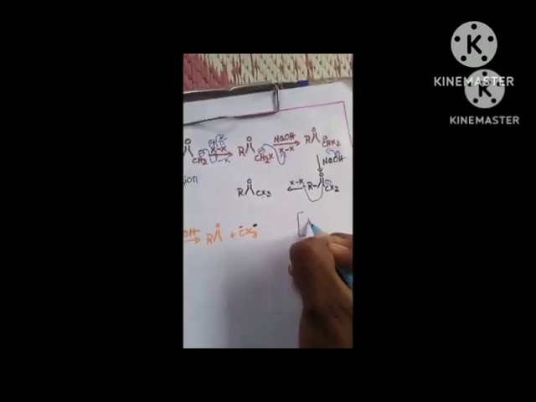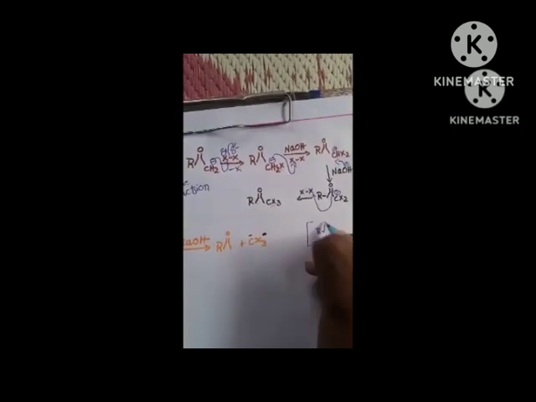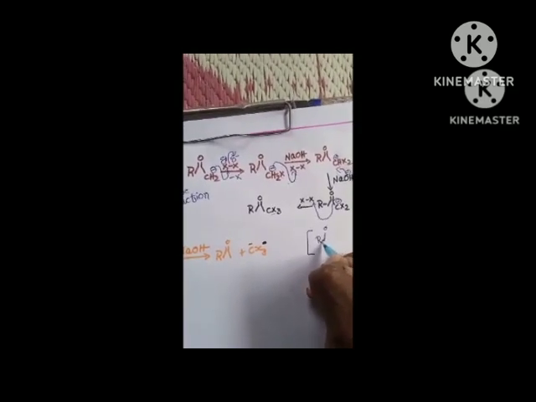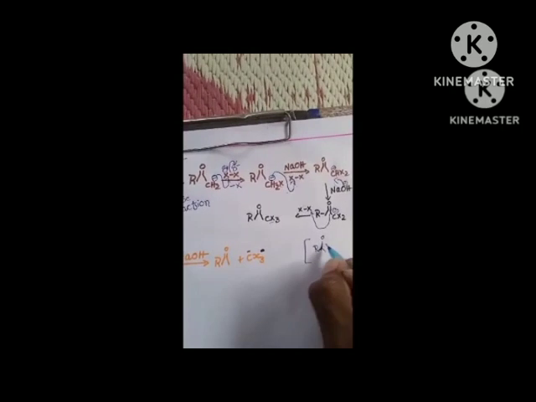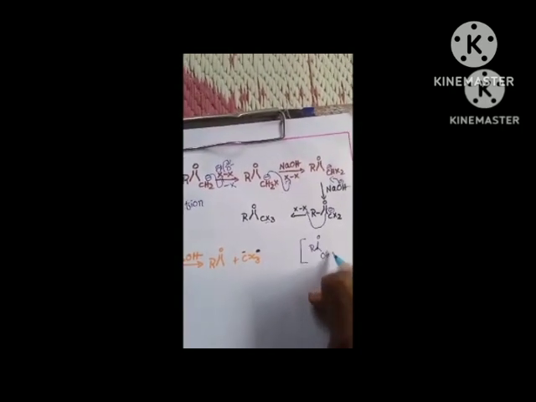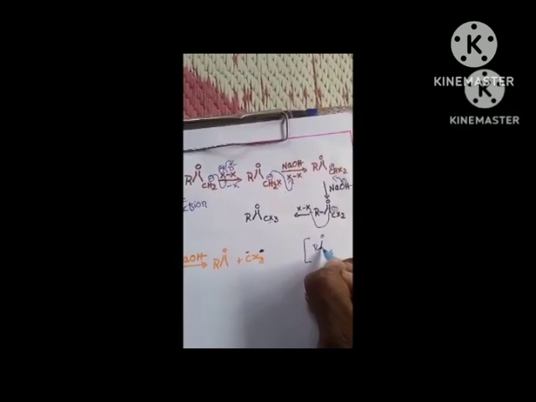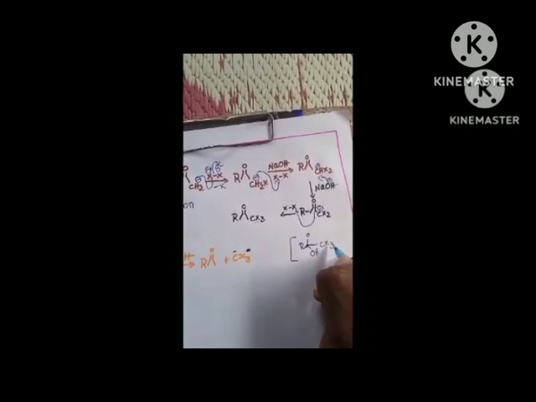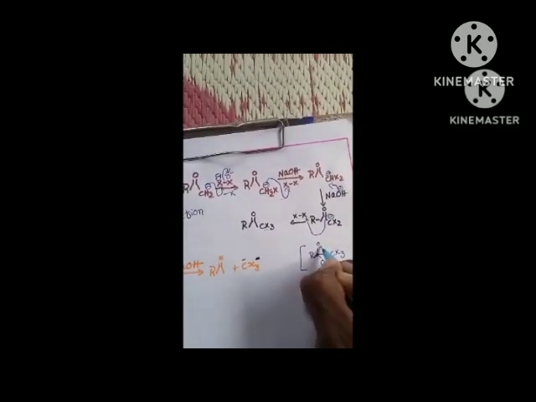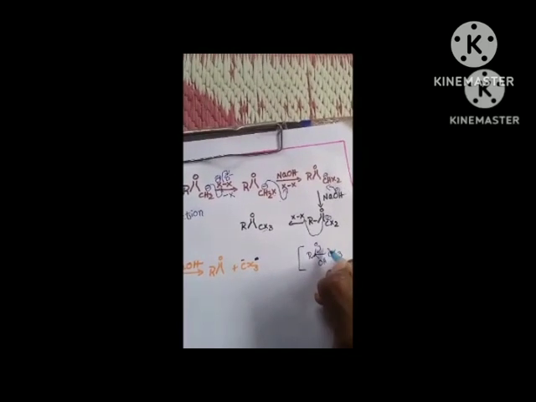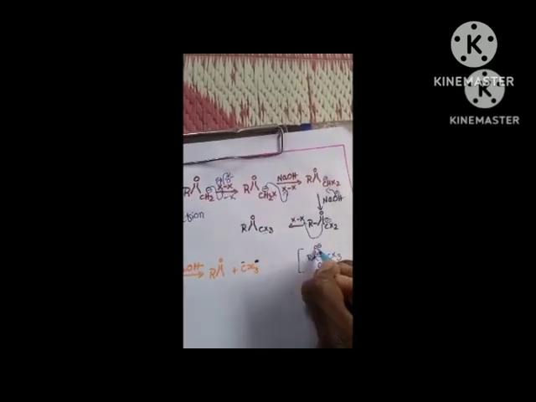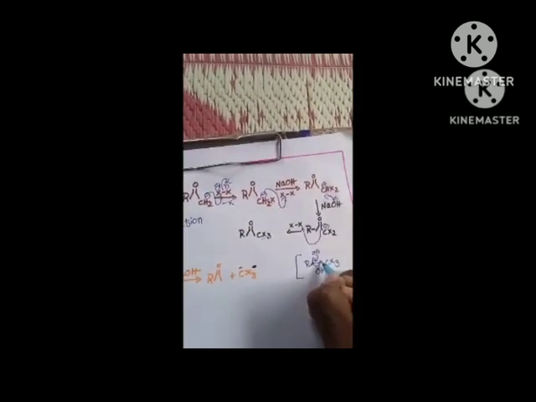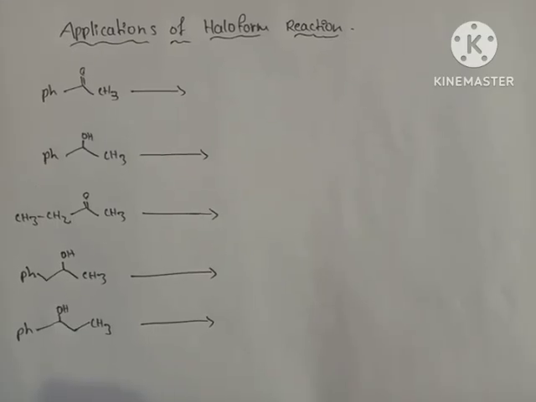So the pi bond polarizes, and attachment of hydroxyl group takes place. This is CX3. This is having a negative charge and comes back, CX3 being a good leaving group. Now we explain applications of the haloform reaction.